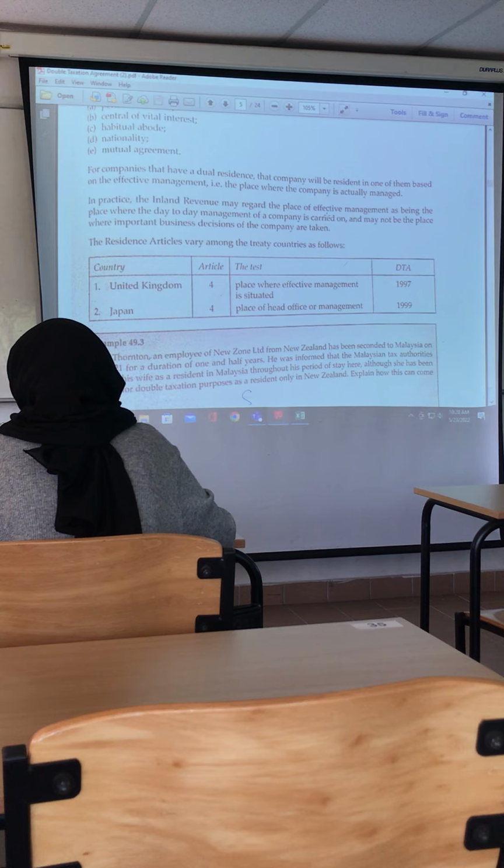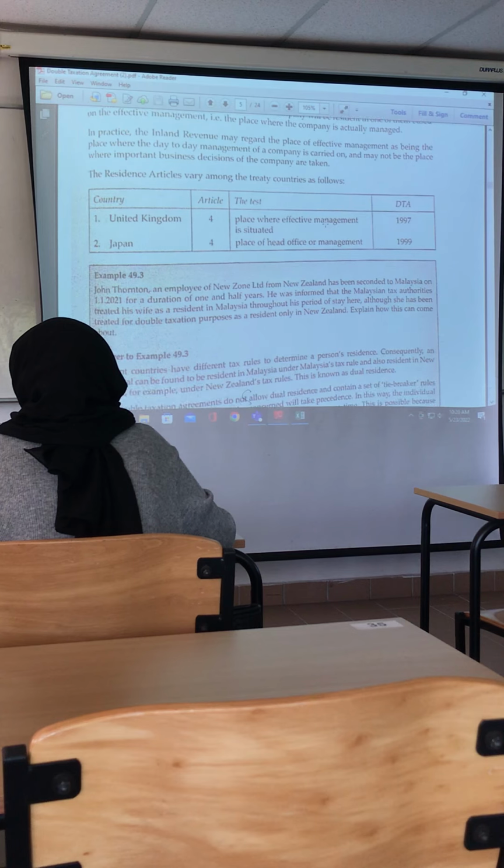So if you look at the Income Tax Act, you're looking at the management and control, but looking at the double tax agreement, it is where the effective management is being exercised. For the UK, for example, the resident is where effective management is placed, but for Japan, it is the place of head office or management. So you have to look at where the head office is in Japan. If the head office is in Japan, then Japan resident. But if the head office is in Malaysia, then it will be Malaysia resident. So it depends on the double tax agreement.